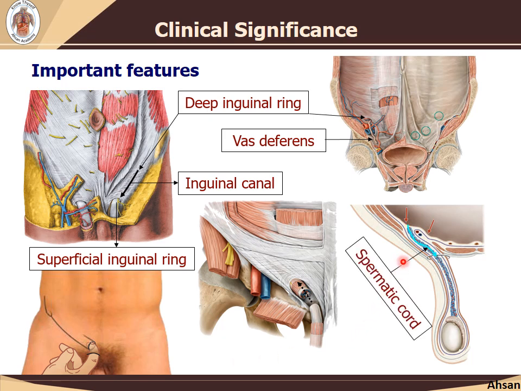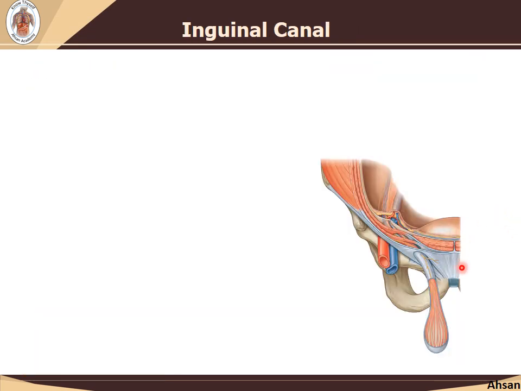This is the spermatic cord that is passing from the abdominal cavity to the scrotum, and this cord is mainly formed by the vas deferens and its accompanying structures. You can see this is the inguinal canal. So the inguinal canal, you already know the extension and wall formation.